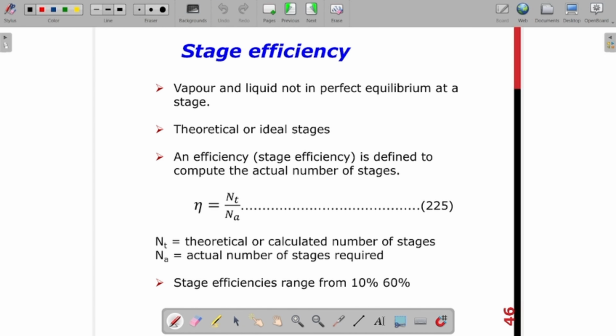Times the fraction. And you have got the stage efficiency, right? Which is the theoretical or the calculated number of stages, over the actual number of stages required. So the theoretical number of stages, the stages that you get when you plot your operating line, right? So for you to plot, this is what we call the operating line. So when you get your XA and your XB, right?